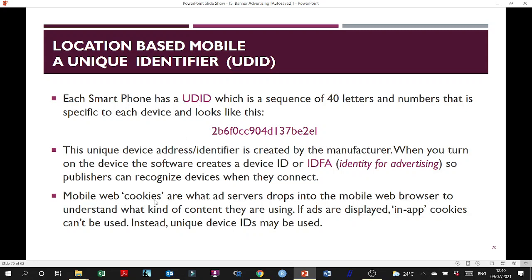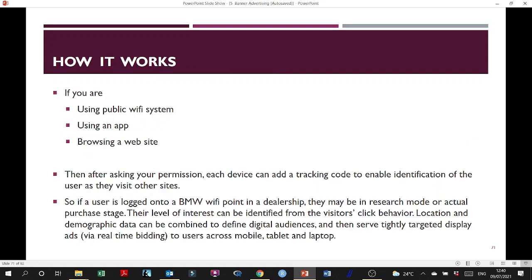And the mobile web cookies are what ad servers drop into the mobile web browser to understand what kind of content they are using, and if the ads are displayed in-app, cookies can't be used. Instead, unique device IDs may be used.